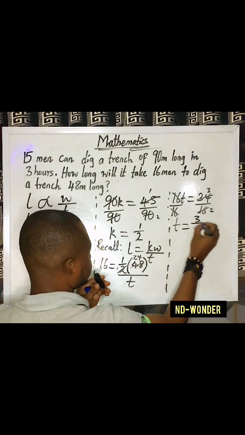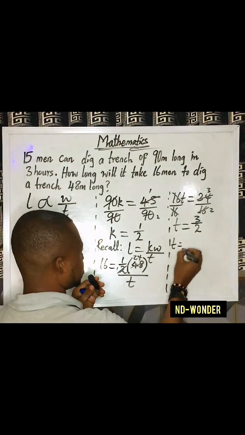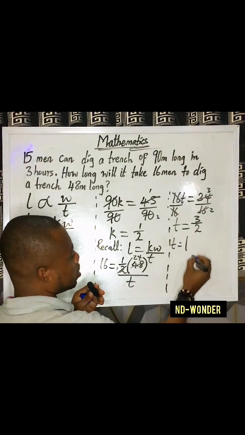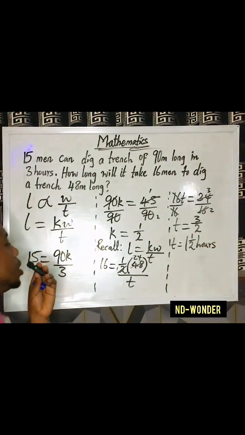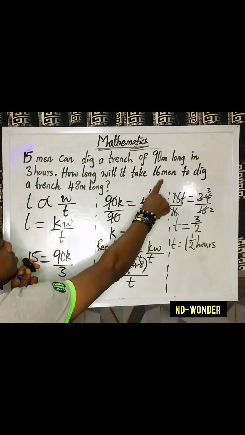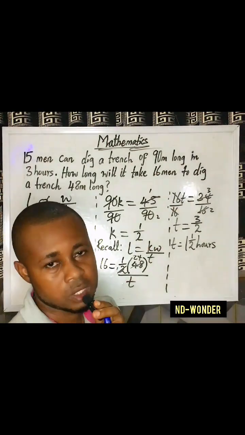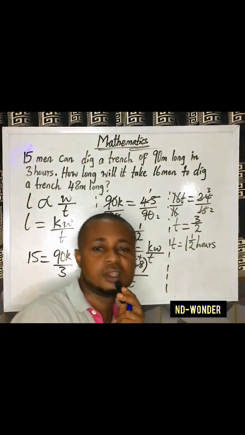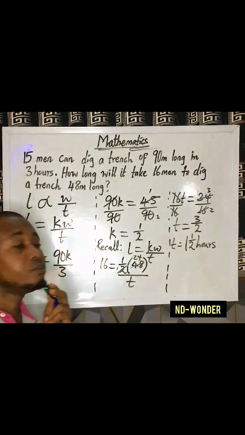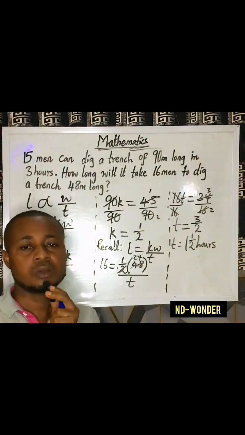So the time is 3 over 2, which is the same as 1 and a half hours. So it will take 16 men 1.5 hours to dig a trench 48 meters long. So that is how you use variation to solve this question.